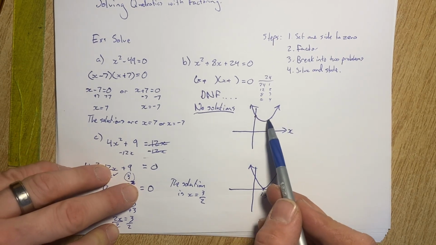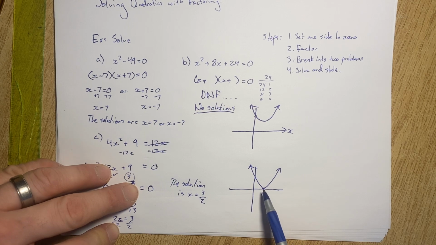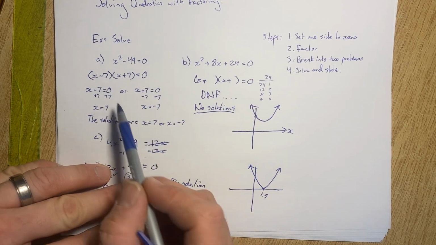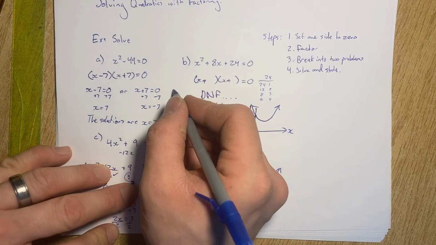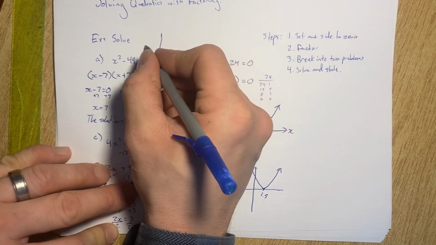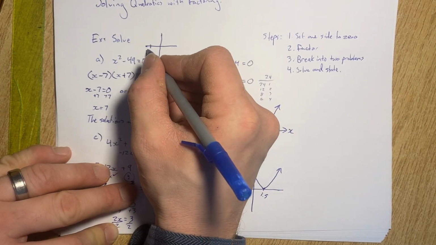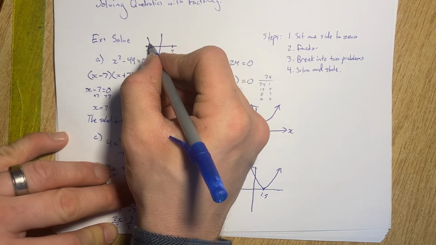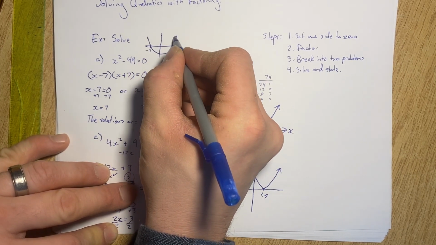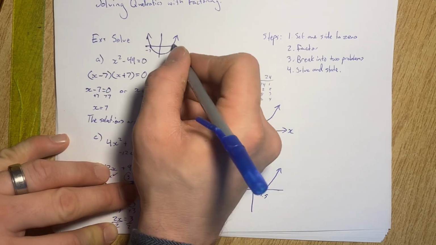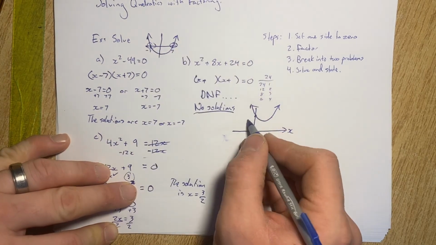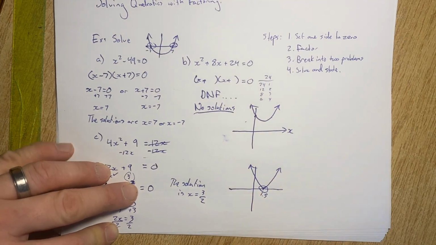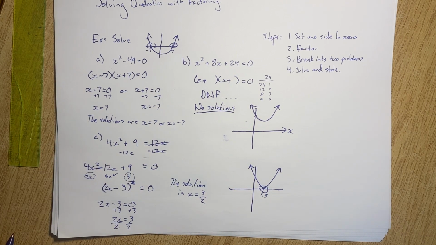So this one wouldn't go through, this one would just touch, and this one would go through and then back up. So its diagram would look something like this. You'd have minus 7 over here, plus 7 over here, and then it would go down and up. Of course, this is not drawn to scale, but you can see I have 2 solutions, 0 solutions, and 1 solution as my possible ways to solve a quadratic by factoring.